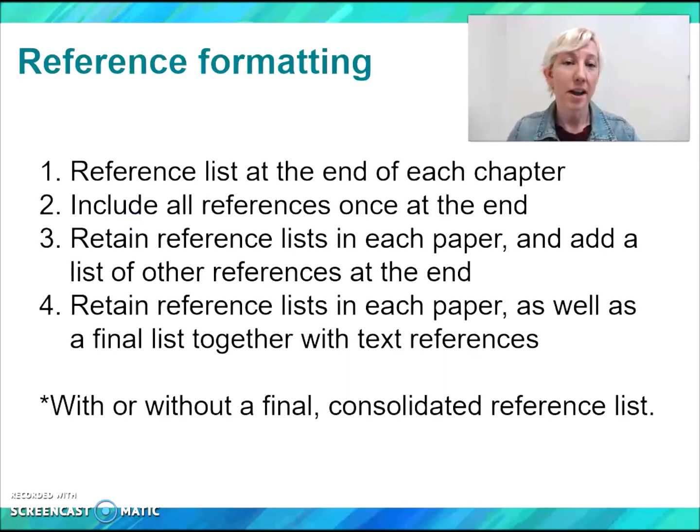There are basically 4 ways that we see different candidates trying to consolidate the different reference lists that they have in their thesis by publication. The first is, and it will depend on the structure of your thesis, but one very common method is to have a reference list at the end of each chapter. So each chapter is its own little contained document that has its own reference list at the end. Another option is to have all the references only once at the end of the document.